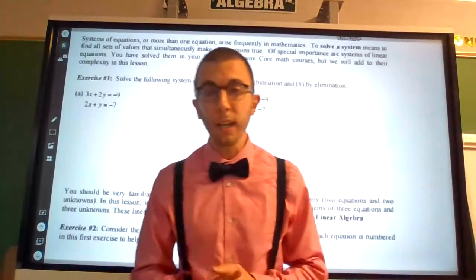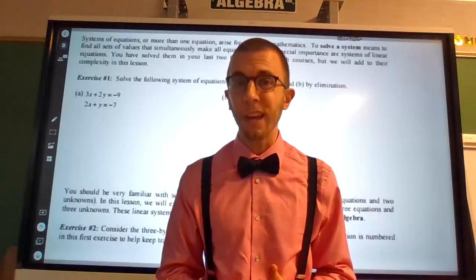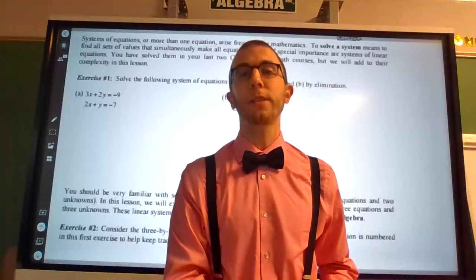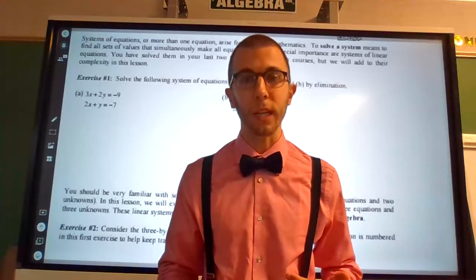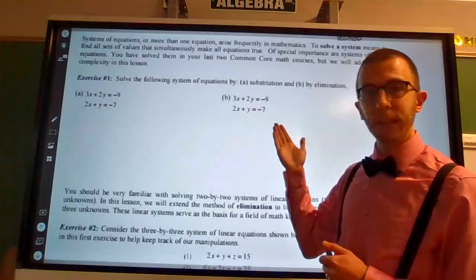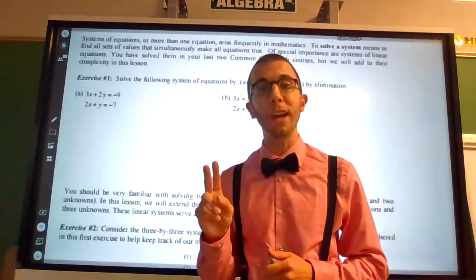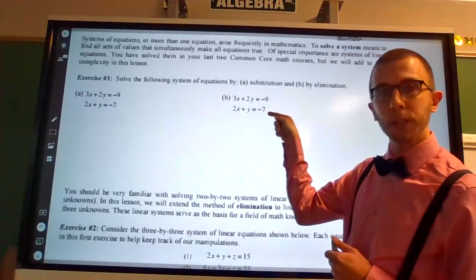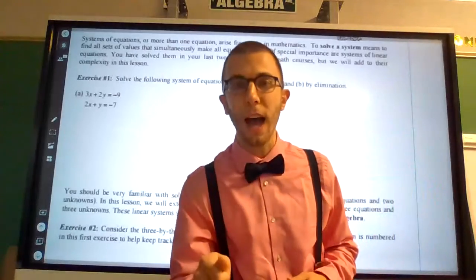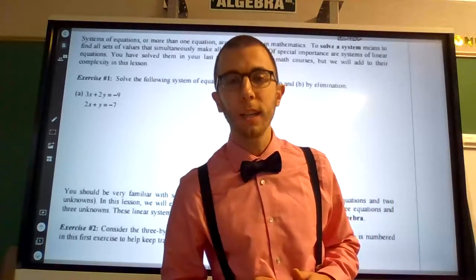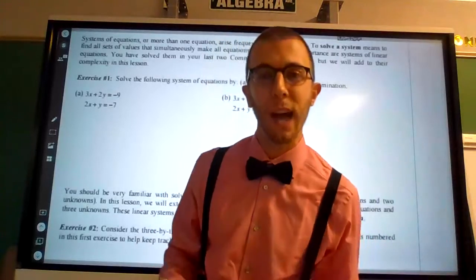The idea of solving a system is that we find the values of these variables that make each equation in the system true at the same time, simultaneously. So when we solve this for x and y, we will have one value for x and one value for y that will make this equation true and this equation true at the same time. How cool is that?